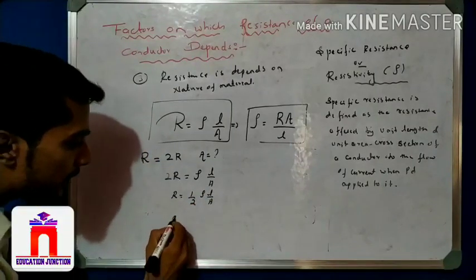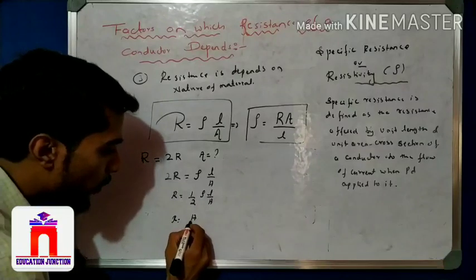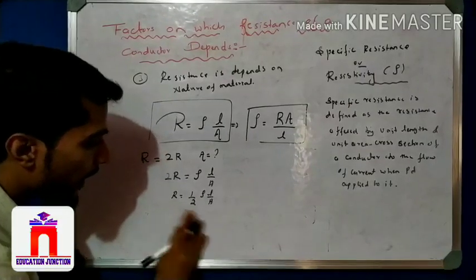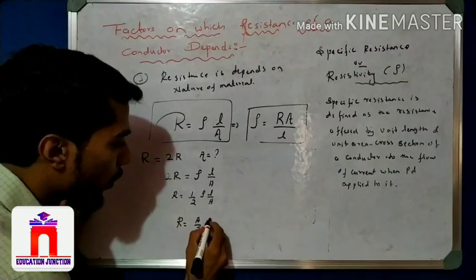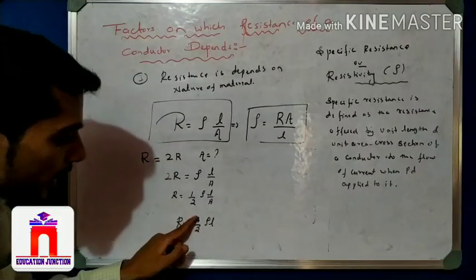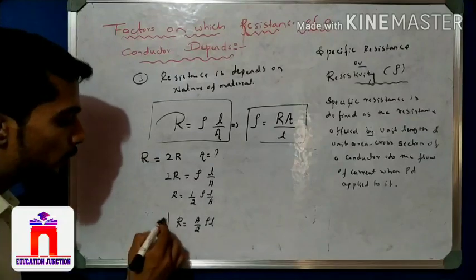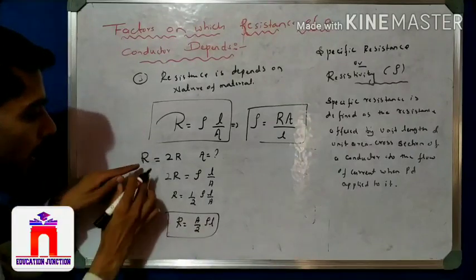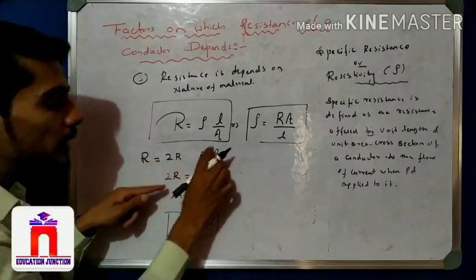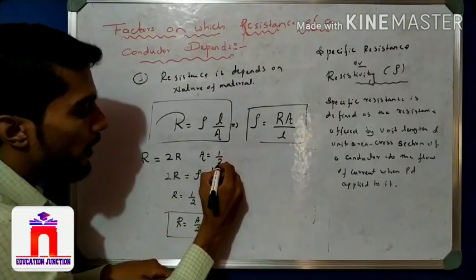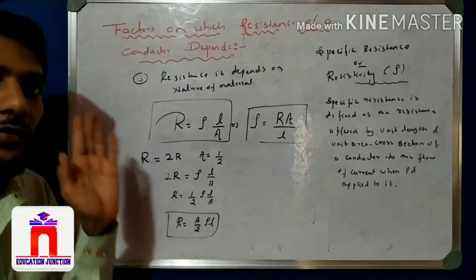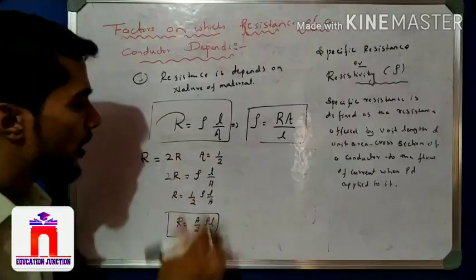I can write this as A by 2 rho into L. So observe, the area is half. This is very important, right? What we get: when the resistance of a conductor is doubled, the area of cross section should be half. Area of cross section to be half in that case, right?